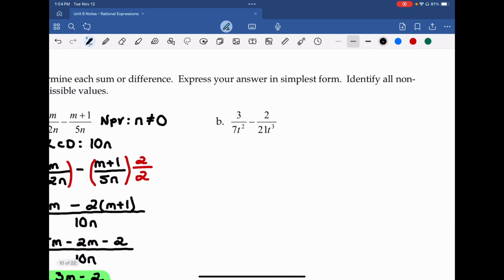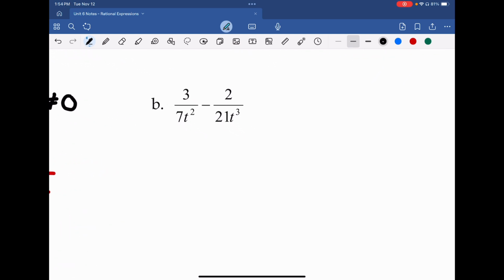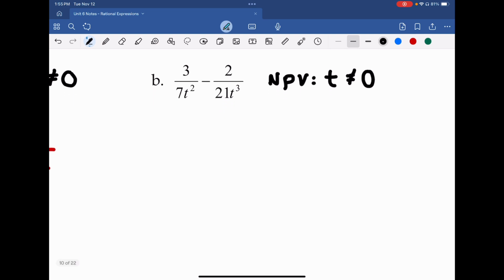Okay, let's go over to B. We're going to do a very similar structure here. We're going to look at it and see if it's factorable, and in this case, it's not factorable. So, what is the non-permissible value? Our NPV, or non-permissible value, is where t cannot equal 0, because if t was 0, it would wipe out both denominators, and we don't want that.